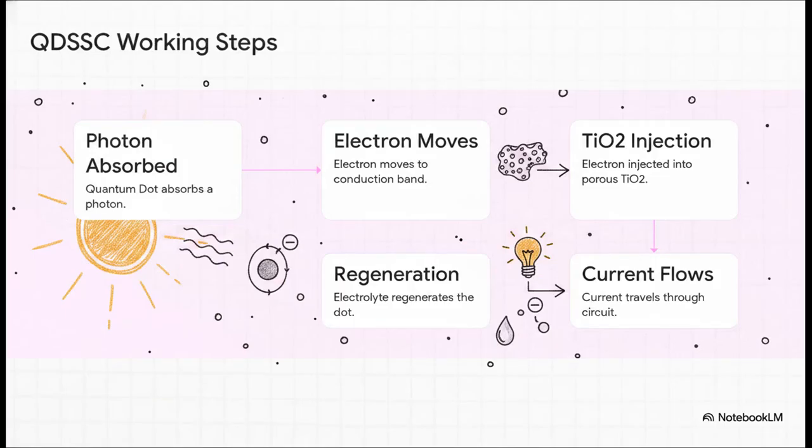So how does it actually make power? Step 1. Sunlight hits the quantum dot, and it absorbs a photon. Step 2. That energy excites an electron, bumping it all the way up to the conduction band. Step 3. Thanks to some very clever energy alignment, that energetic electron is injected straight into the porous TiO₂ network. Step 4. The electron races through our external circuit, which is what actually powers our devices. Finally, Step 5. The electrolyte steps in, donating an electron back to the quantum dot to reset the whole system, and the cycle repeats seamlessly.